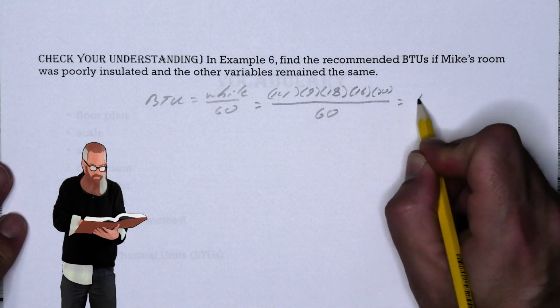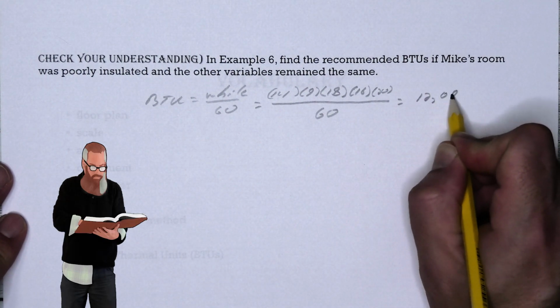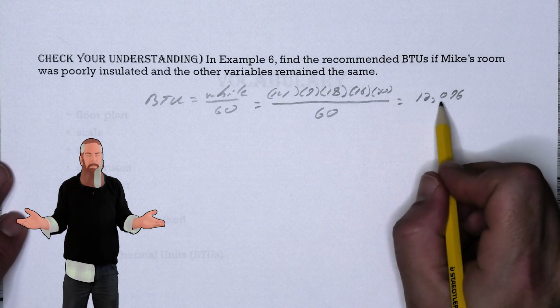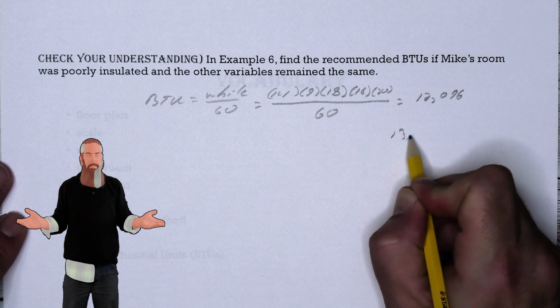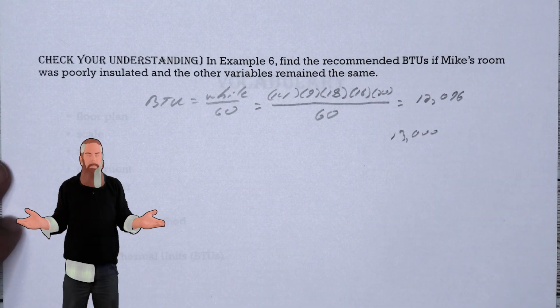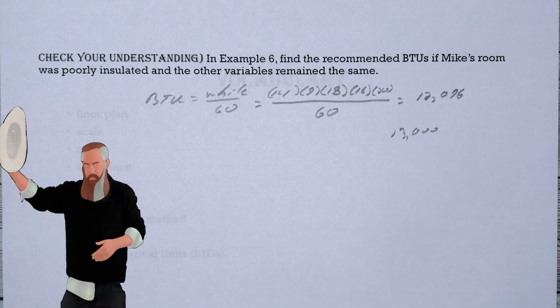This means we're looking at 12,096. Remember, you want to round this up to the nearest thousand, so it's quite a ways to go, but we want a 13,000 BTU unit, all for having poor insulation where a lot of the cooling would be lost.